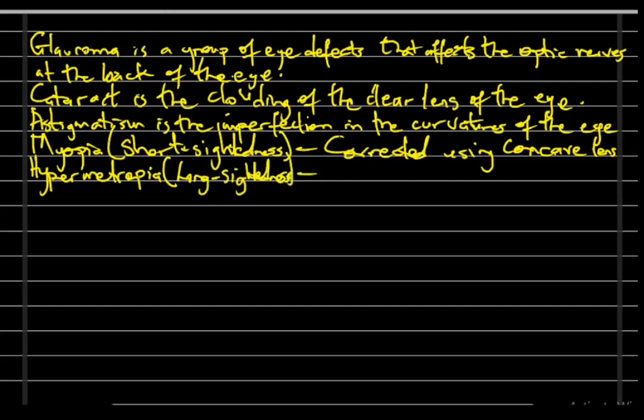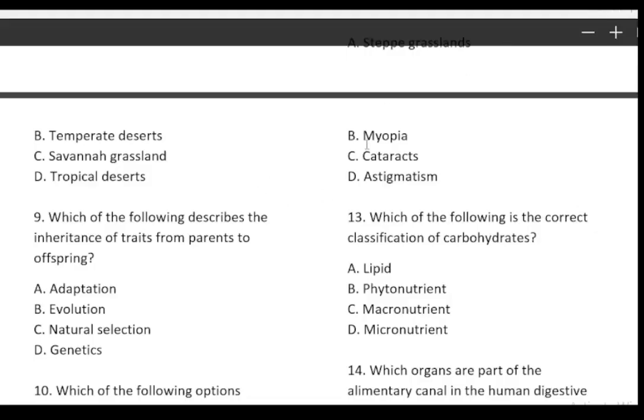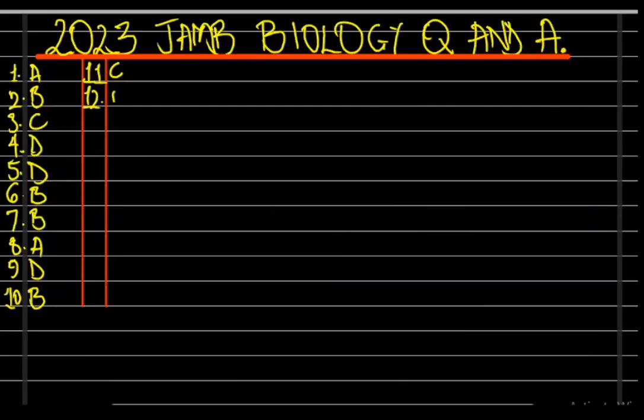In this particular one, the lens does not get the light onto the retina because the light is focused after or behind the retina. So the person will be able to see objects that are at a long distance, farther away from the person, but will not be able to see objects that are close. Such can be corrected using a convex lens. So the answer to our question there is myopia, which is option B.